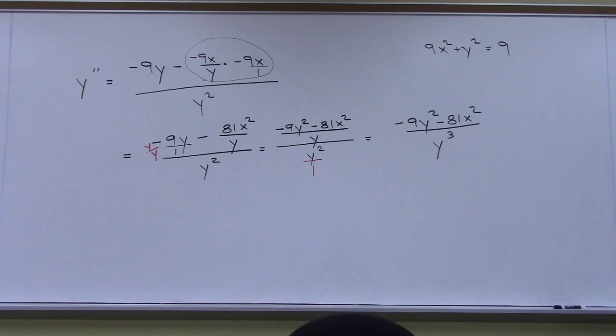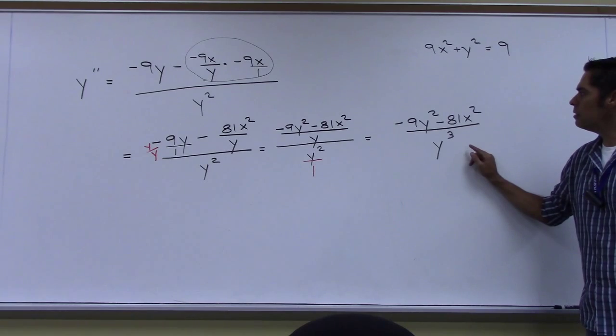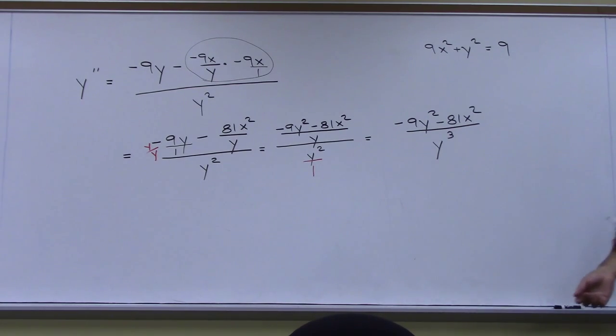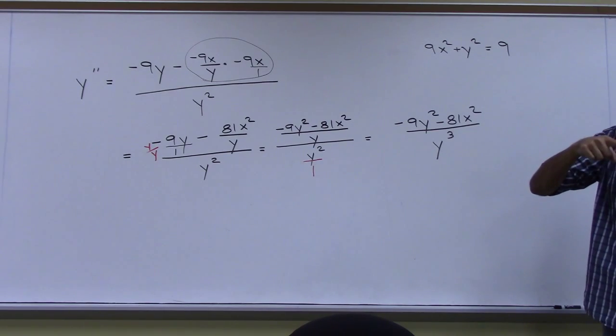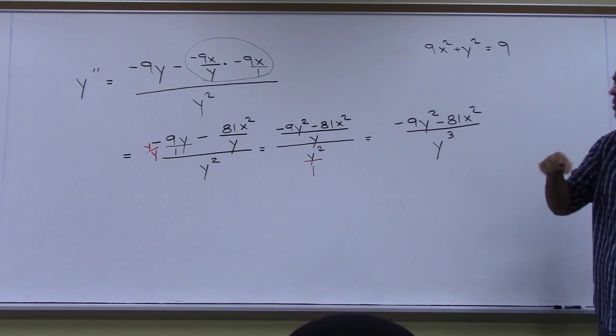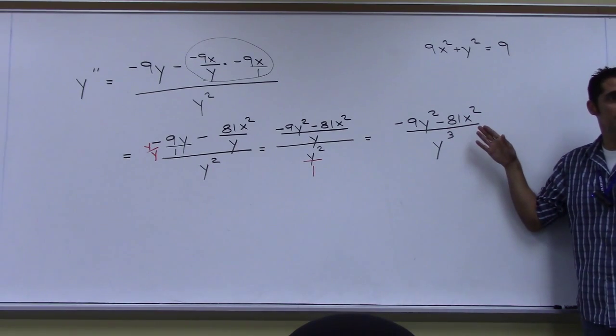What's the answer in the back? Is it this, or is it all in terms of x? It's negative 81 over y cubed. Okay, so let's see how they got that. Anywhere you can, do they have it in terms of x or y? Negative 81 over y cubed. So that means they don't have any x's in their answer, right?